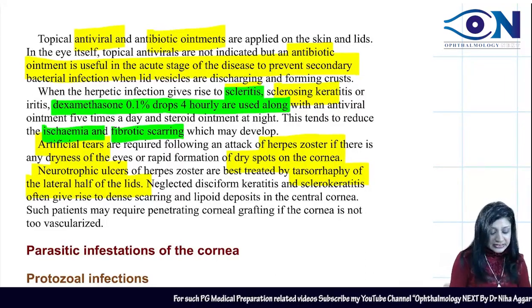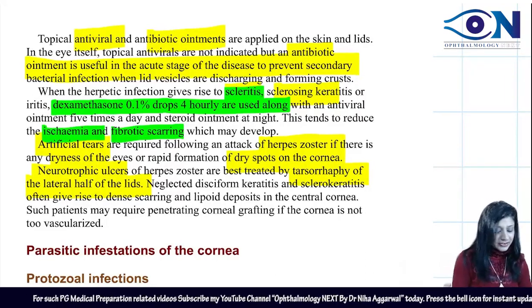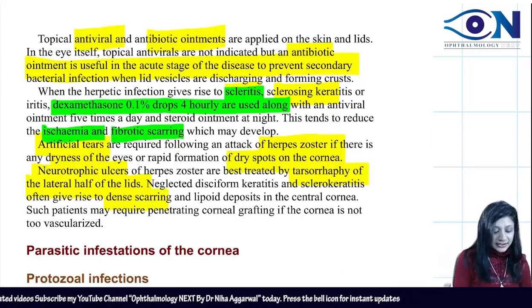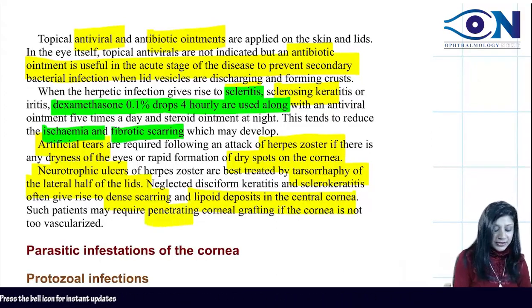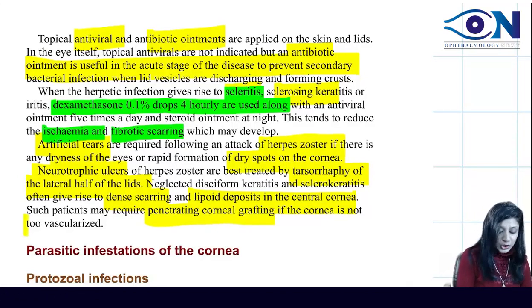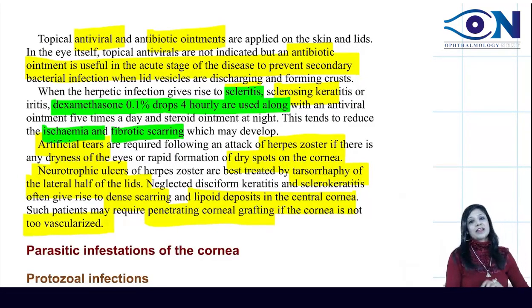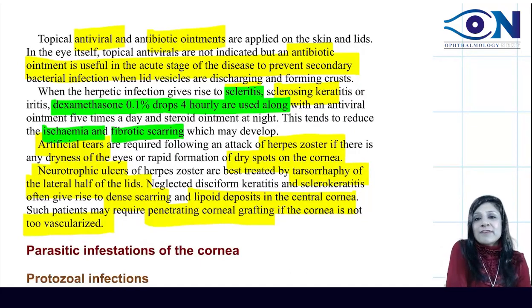Neglected disciform keratitis and sclerokeratitis often give rise to dense scarring and lipoid deposits in the central cornea. Such patients may require penetrating corneal grafting if the cornea is not too much vascularized, because whenever the cornea has too much vascularization, graft rejections are very common.